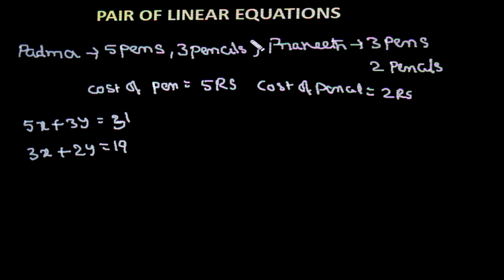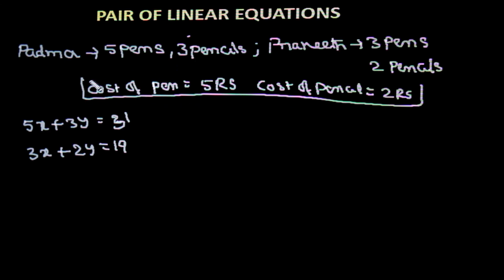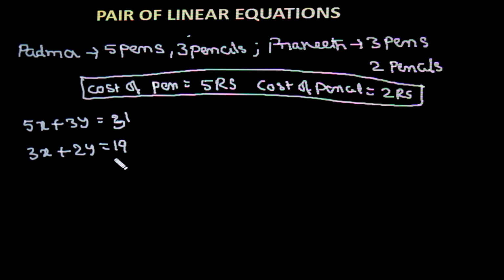Now the previous problem explained by the method of substitution. You might remember the previous problem. Padma purchased 5 pens and 3 pencils. Praneeth purchased 3 pens and 2 pencils. The cost of a pen is 5 rupees and the cost of a pencil is 2 rupees. These were kept secret, and they gave two equations: 5x plus 3y is equal to 31 and 3x plus 2y is equal to 19.